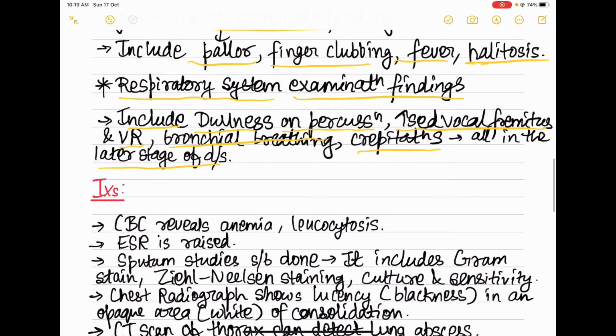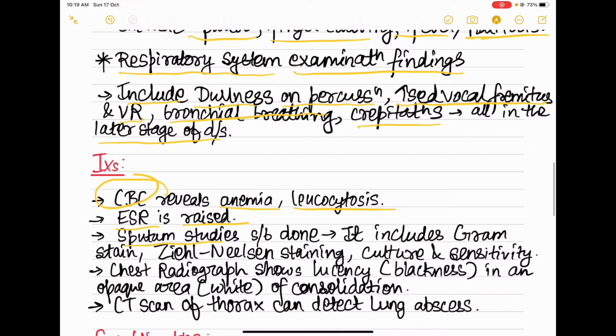Coming to the investigations which we need to do in case of a patient of lung abscess, first is complete blood count, which will reveal anemia and leukocytosis. Then ESR will be elevated. Then we have to do sputum studies, which include Gram staining, Ziehl-Neelsen staining, culture and sensitivity. Then the next investigation is chest radiograph, which will show an area of lucency, that is a black area, in an opaque area of consolidation. Consolidation will appear white on the chest x-ray, and within that area there will be a black area which will signify a lung abscess.